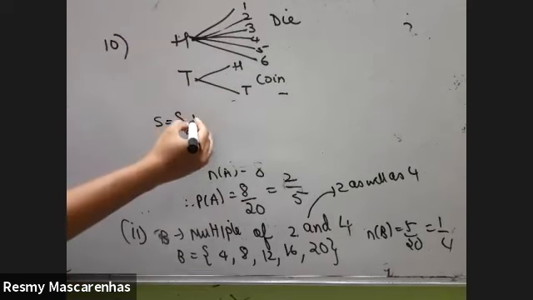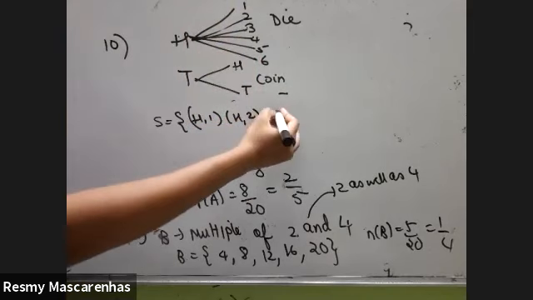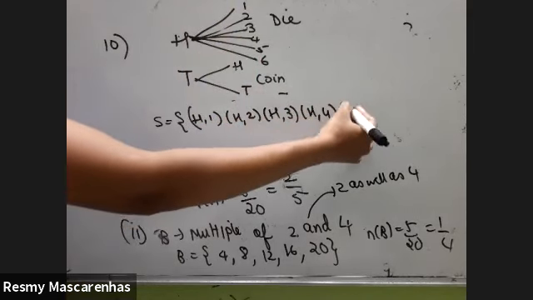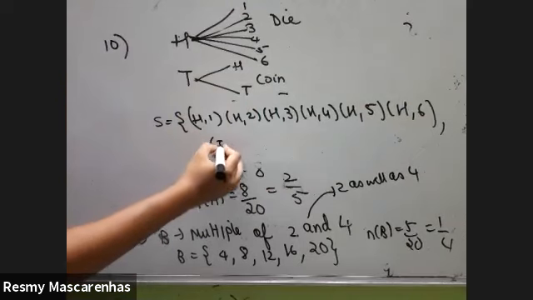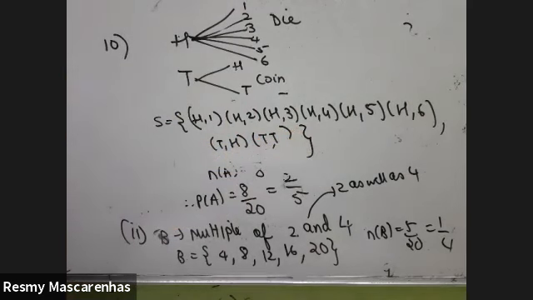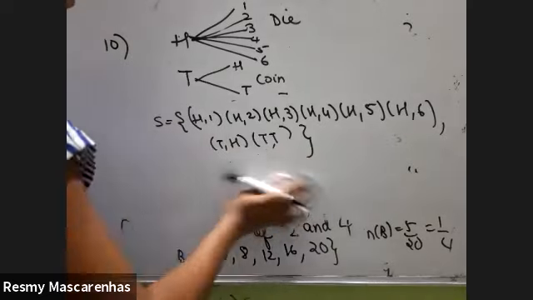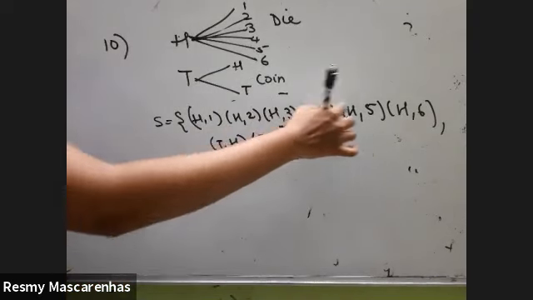It could be head comma 1, head comma 2, head comma 3, head comma 4, or it could be tail comma head, tail comma tail. This is the sample space. How many elements together? N of S will be 1, 2, 3, 4, 5, 6, 7, 8.